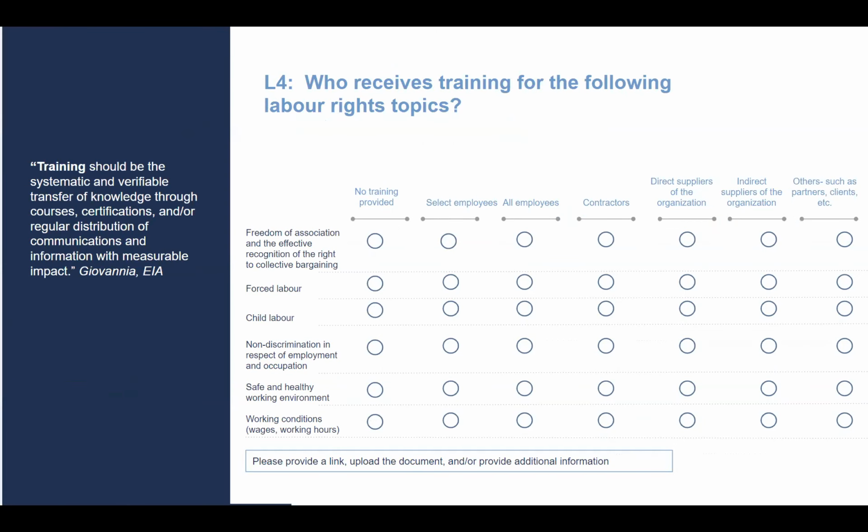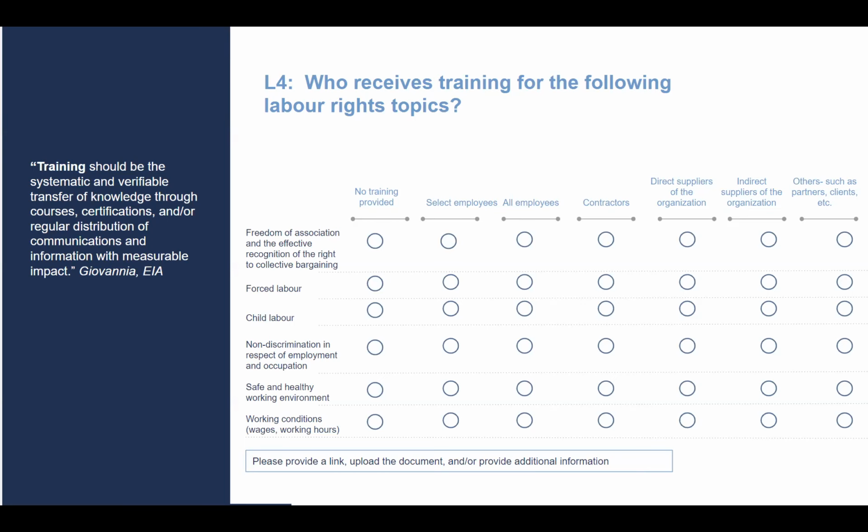Disclosing on question L4 on training gives insight into how the organization embeds its policy commitments for responsible business conduct, including the commitment to respect labor rights throughout its activities and business relationships. Training should be the systematic transfer of knowledge through courses, certifications, and/or regular distribution of relevant communications and information, which helps ensure that people at all levels act responsibly and with awareness of and respect for labor rights. All employees, from line workers to C-suite, benefit from effective labor rights training, and they may be of particular benefit for business relationships down the value chain, such as suppliers.